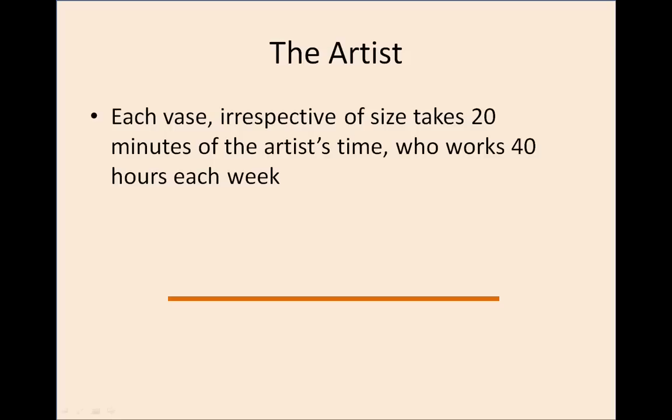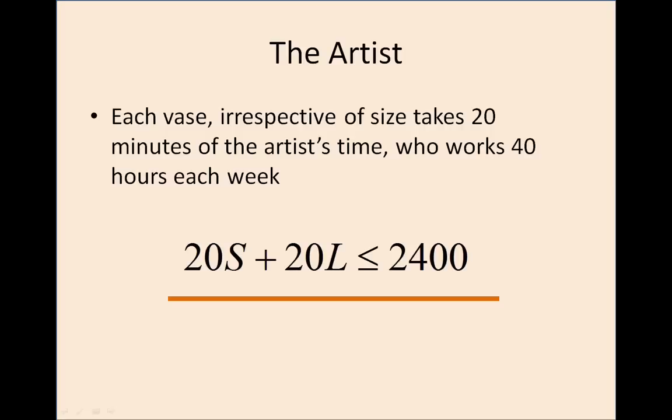One of the constraints for making vases is the artist. Each vase, irrespective of size, takes 20 minutes of the artist's time, who works 40 hours each week. Therefore, we must have 20 times S plus 20 times L less than or equal to 2400, or 40 hours. All our units are in minutes here, so we cannot write 40 hours on the right hand side, but we must translate 40 hours into 2400 minutes.